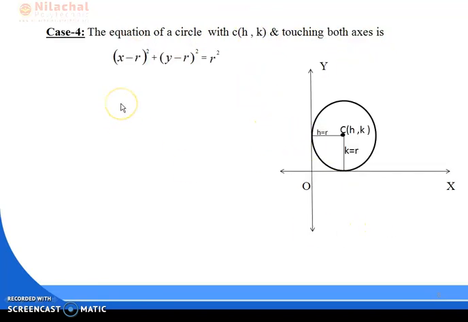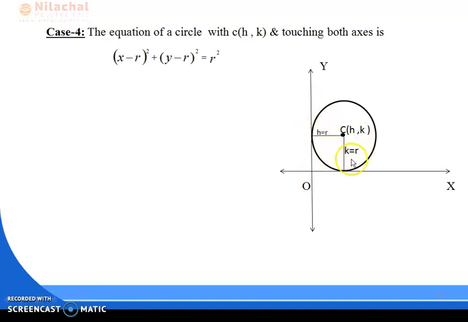Case 4. Equation of a circle with center (h, k) and touching both axes, meaning the x-axis and the y-axis. So let's see, if it touches the x-axis, then we know from the previous case study that k equals r. If it touches the y-axis, we know from the previous case study that h equals r.